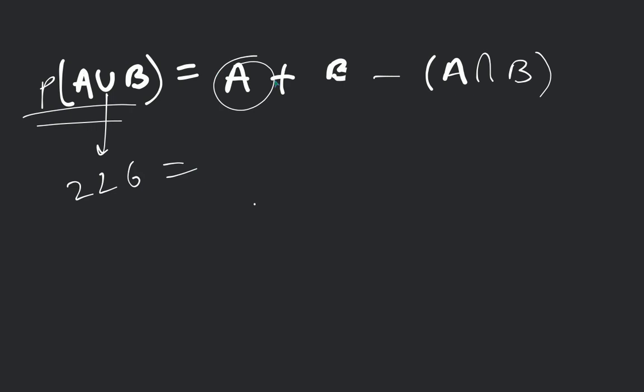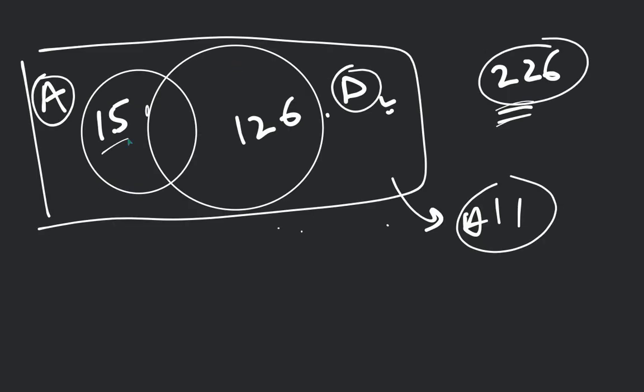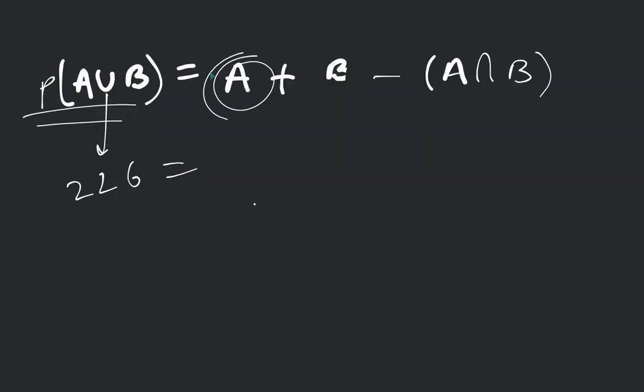226 is equal to what is the A? A is given as 15, right? But this is only A. Here A signifies complete A, but this 15 is only A, not complete A, right? So we cannot write it in this diagram. Let's see if there is any other information given in the question. 141 had either or both. So basically, there were 141 who had either of them.